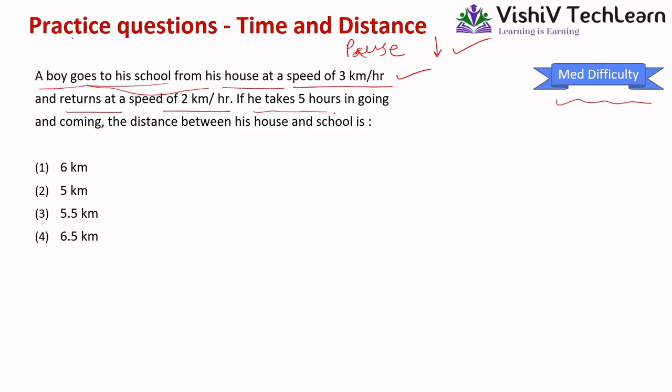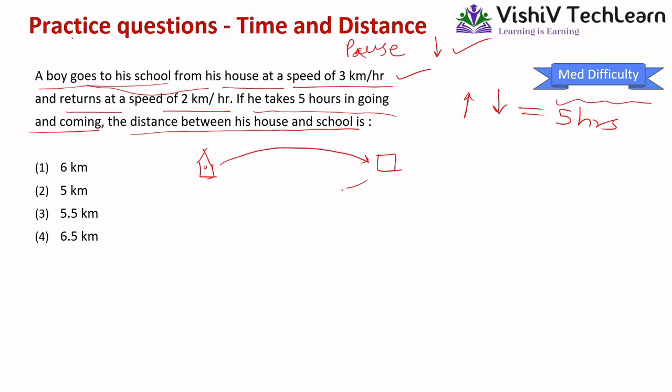If he takes 5 hours in going and coming, so combined, the total time is 5 hours, then the distance between his school and his house is what? That we have to calculate. So let's consider that this is the house of that boy and here we have the school. While going and while coming back, these are the two cases.